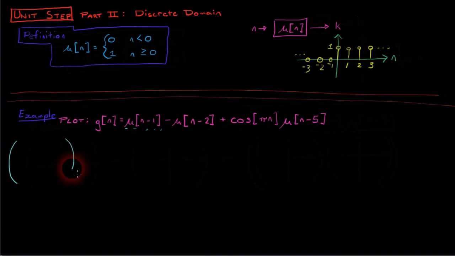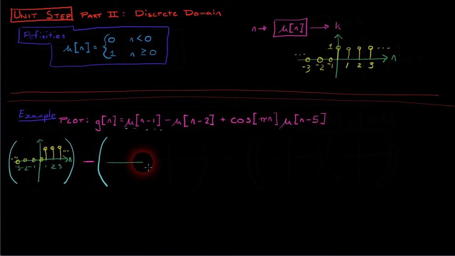Break g of n down into subfunctions and plot them individually. Our first term is just the standard unit step shifted to the right 1. Our second term is the unit step shifted to the right 2.